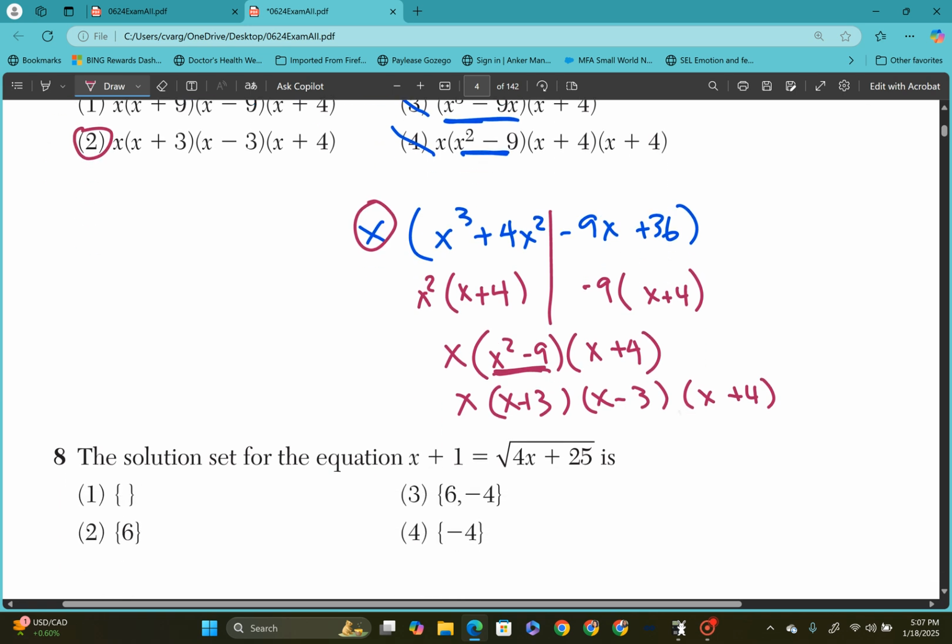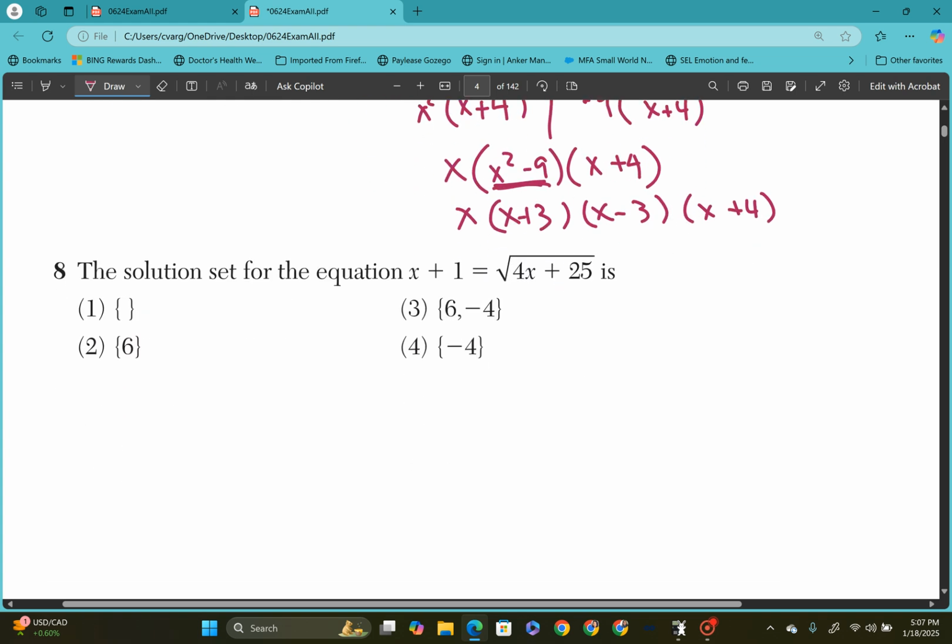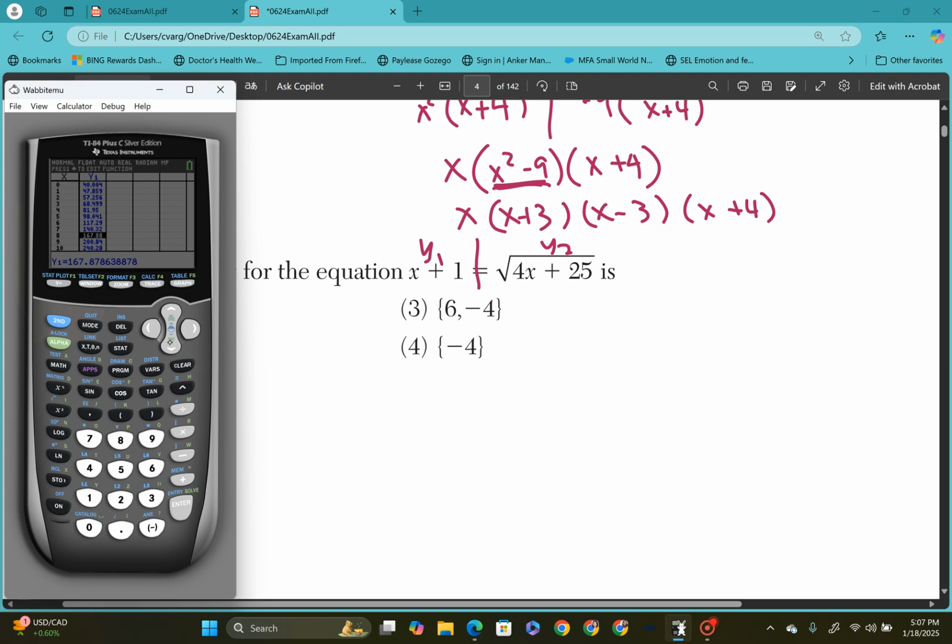All right. Solution set. Again, you can use y1, y2 here, see where they meet. This might be a good one for us to do on the calculator just to make sure. And if you need help to do this algebraically, I definitely will. So x plus 1, go to my y2 and type in square root, so exactly what's there, of 4x plus 25. All right, and I'm going to hit graph.